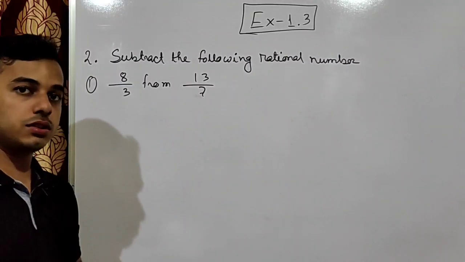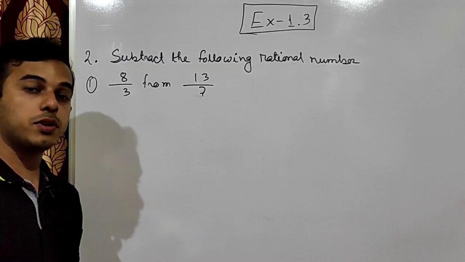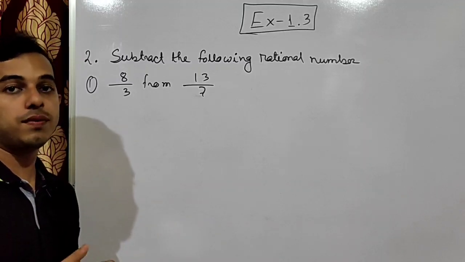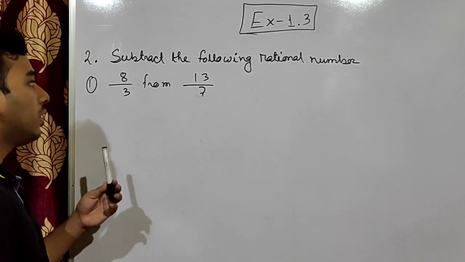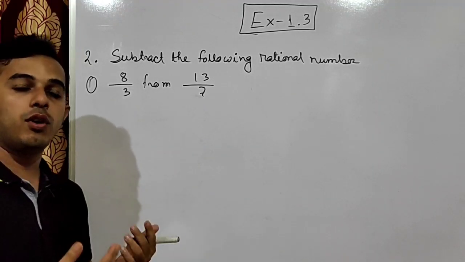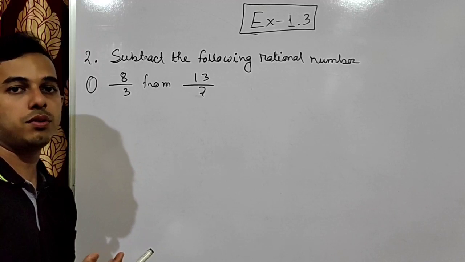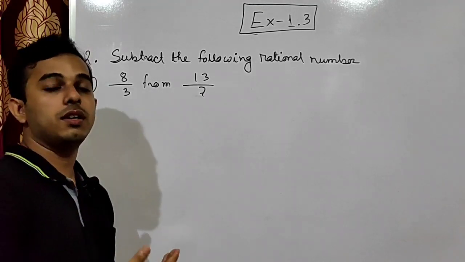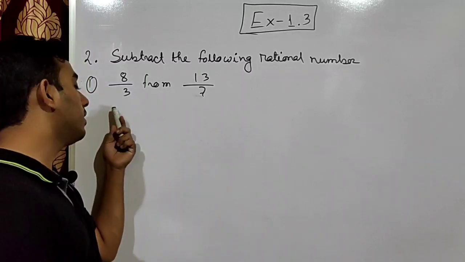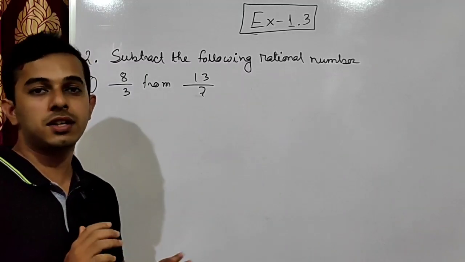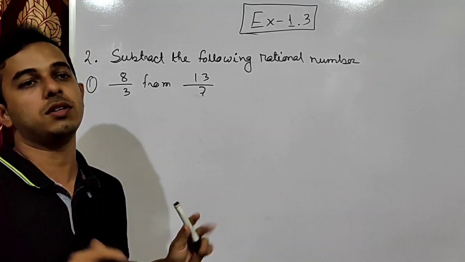So here our question is subtract. In our previous one we had to find the sum, now we have to find the difference of two rational numbers. We will follow the same rules: first we have to look at the negative numbers, that is, whether the denominator is negative. In this case both the denominators are positive, so this is well and good.